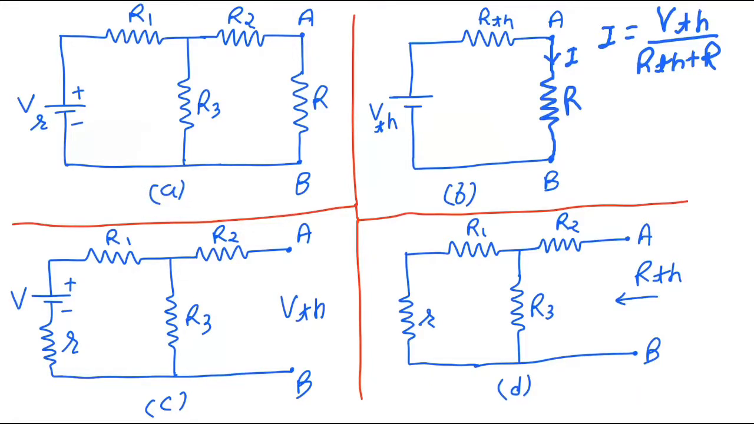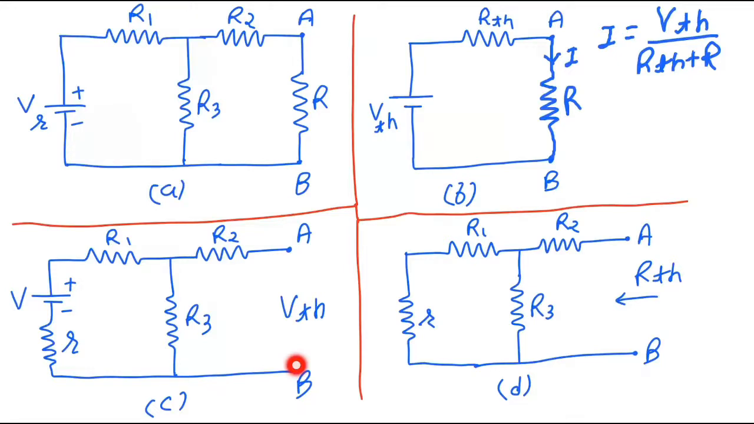Now how can we calculate VTH and RTH? For calculating VTH and RTH, remove the resistance R from the terminals AB as shown in figure C. After removing this, calculate the voltage between terminals A and B. This voltage is the Thevenin equivalent voltage. Now RTH is the equivalent resistance between the open terminals A and B after replacing all voltage sources by their internal resistance and current sources by infinite resistance.